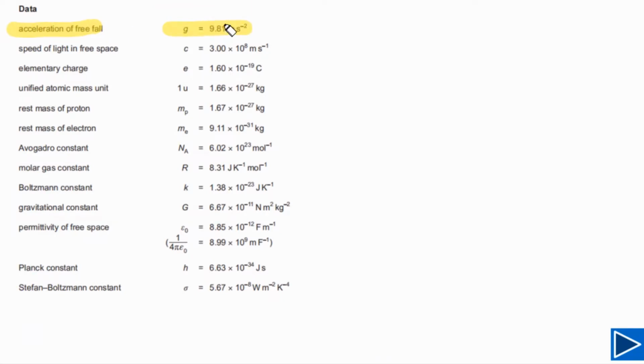The first constant is acceleration of free fall, and its value is equal to 9.81 meters per second per second. You have to use 9.81 at AS level. You cannot use that. So you have to be very clear about this one.